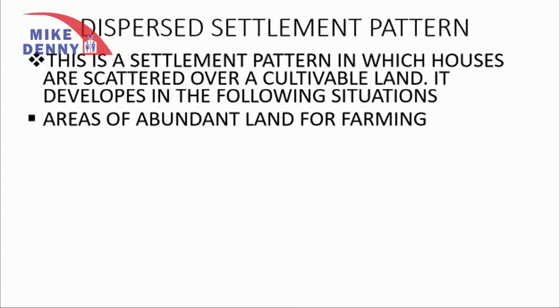Let's look at the dispersed pattern. In a dispersed pattern, houses are actually scattered all over. It develops in the following situations. That is what really helps it to develop. They are the contrary of nucleated pattern. Here we have areas of abundant land for farming. So if there is enough land for farming, people will not bother to concentrate in a particular area.